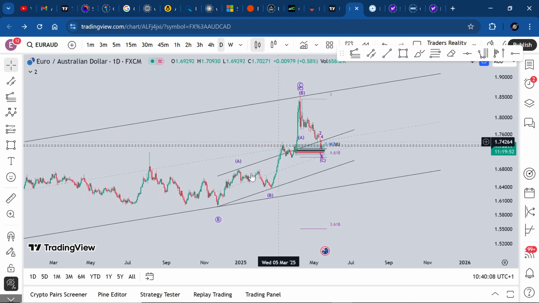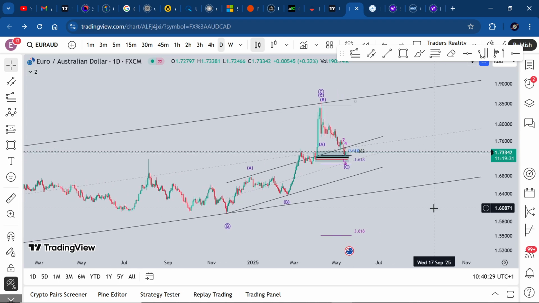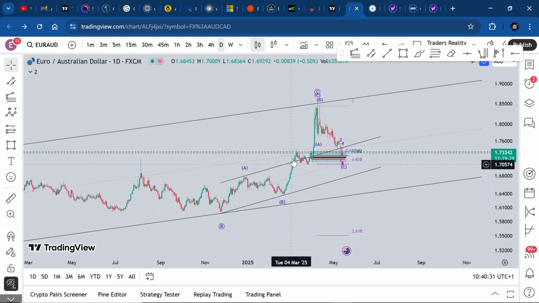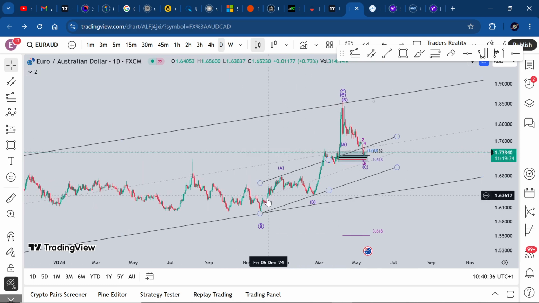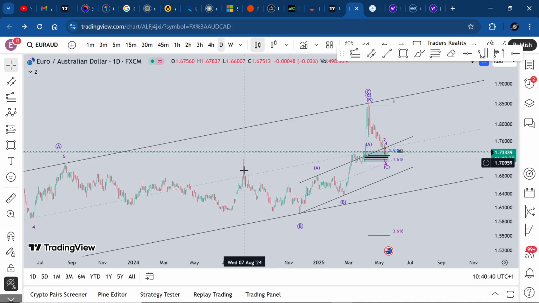Okay, if this was a 1, 2, you could have gone with the count 1, 2, 3, 4, 5, but your 2 wave is considerably longer in time and price than your 4th wave, which usually is not the case. So you can't say definitely it's not 1, 2, 3, 4, 5 or 3, but it counts better as an A, B, C.